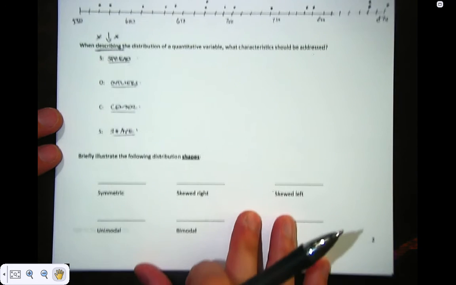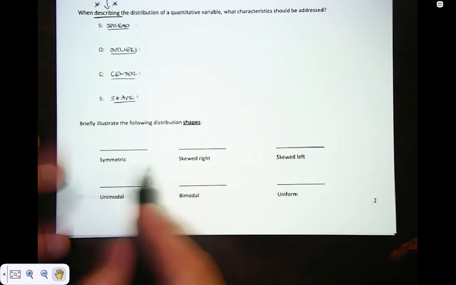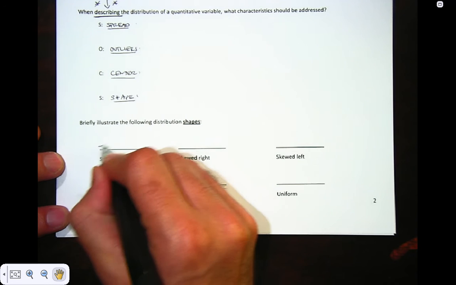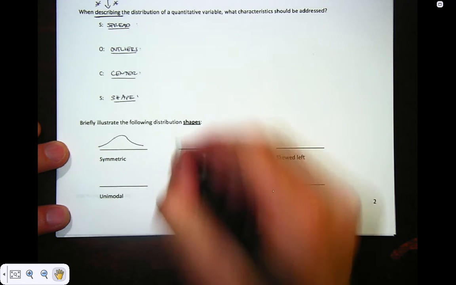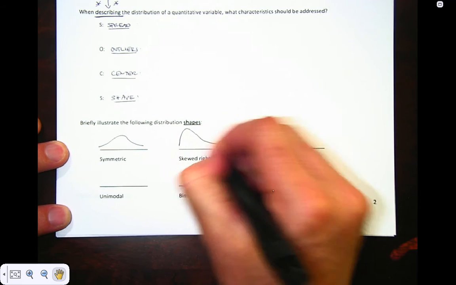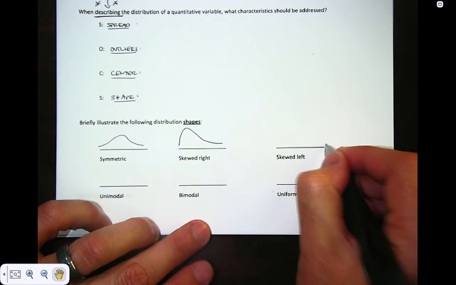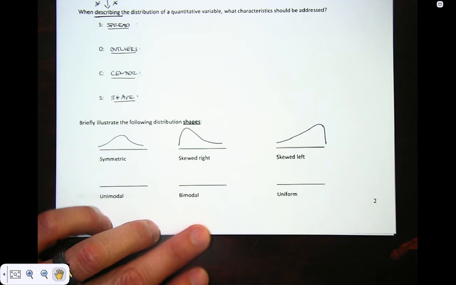Okay, so how do you address shape? Well, we talked about this. Symmetric would just be a nice smooth curve with a single peak. Skewed right has a peak and it goes out to the right. And skewed left has a peak over here and goes out to the left.